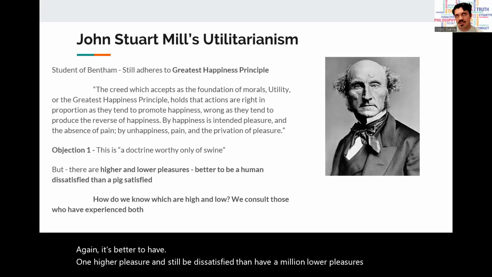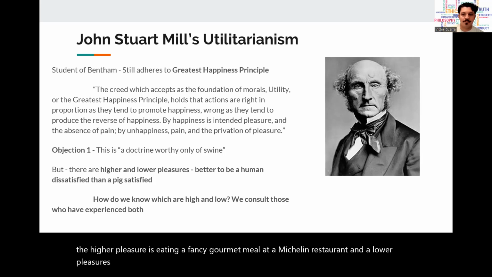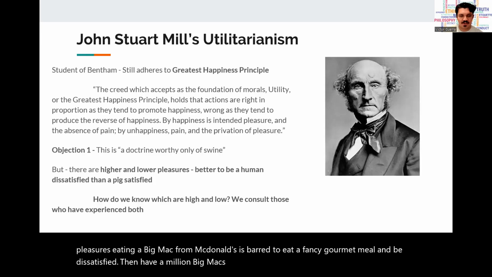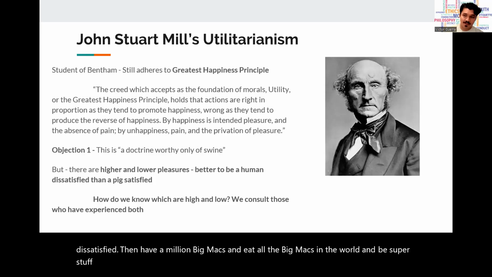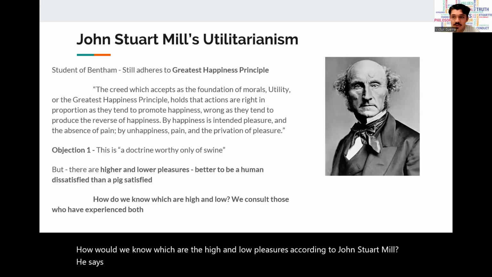So suppose a higher pleasure is eating a fancy gourmet meal at a Michelin restaurant, and a lower pleasure is eating a Big Mac from McDonald's. It's better to eat a fancy gourmet meal and be dissatisfied than have a million Big Macs and eat all the Big Macs in the world and be super stuffed. Now, how would we know which are the high and low pleasures according to John Stuart Mill? He says that we should consult those who have experienced both, and they will be able to tell us.